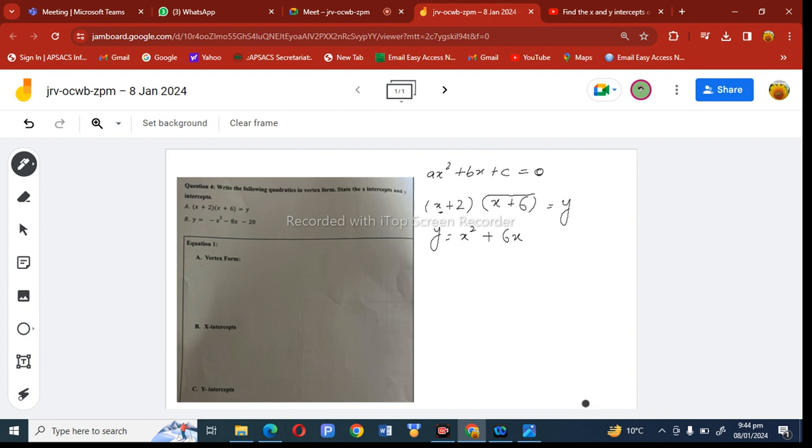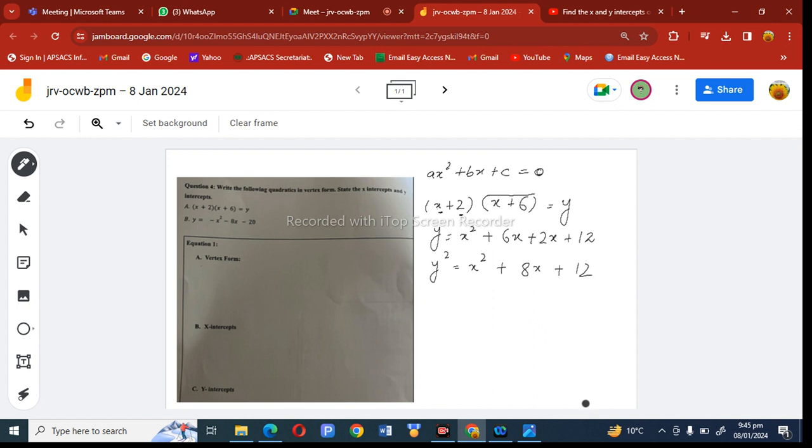In the same way, I'm going to multiply this 2 with the second bracket. When I multiply 2 with x, I'll get 2x, and when I multiply 2 with 6, I will get 12. Now I'm going to solve it. So y is equal to x square plus 8x plus 12. So now this is our quadratic equation.